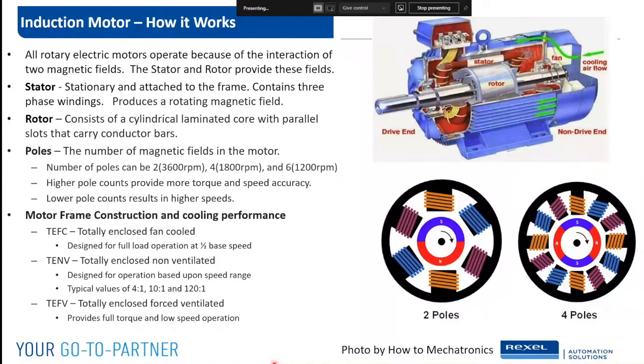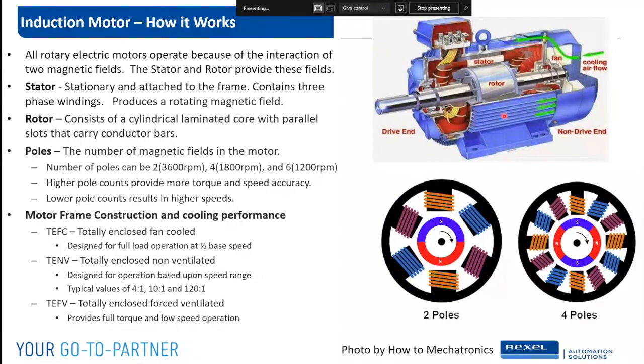The second thing we have to talk about on an AC motor is frame construction. Why is this important? If you look at the diagram in the upper right, it shows a fan attached to the rotor, which is the spinning part of the AC motor. That fan draws air in and pushes it across the motor frame.